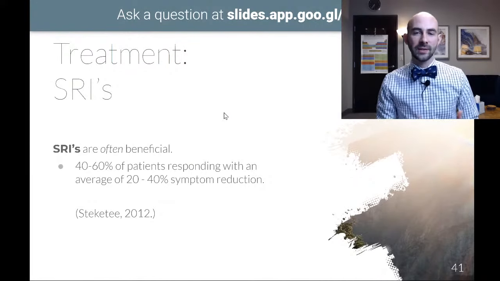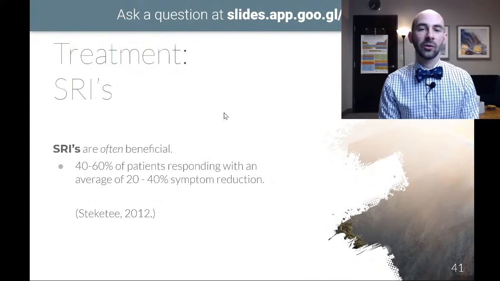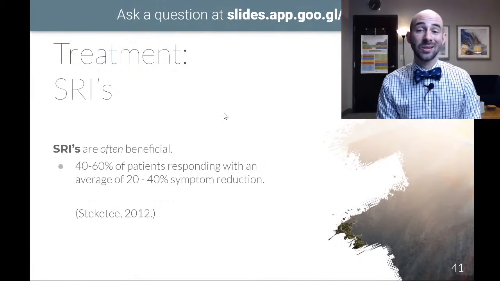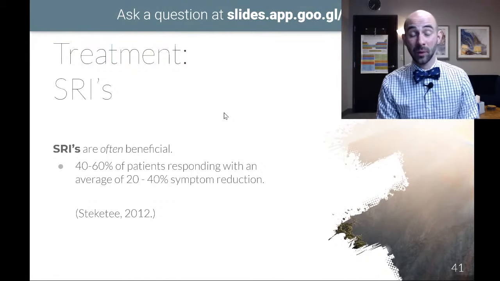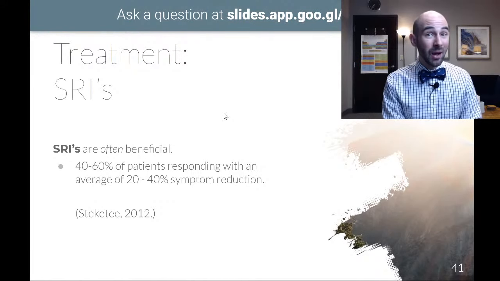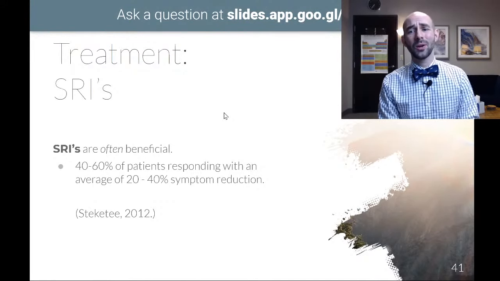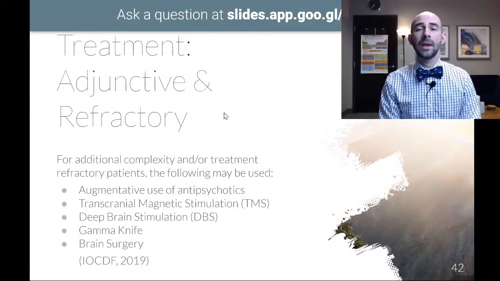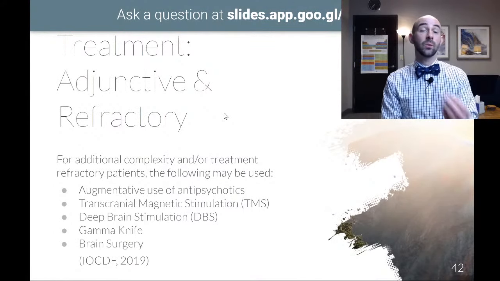Okay, so SRI treatments, covering the stats real quick, it's often beneficial. 40 to 60% of patients get about a 20 to 40% symptom reduction. Not as much as exposure, but still pretty good in the medical treatment realm. So important to look at. And then two, we'll look at what's called adjunctive medications and refractory treatments.